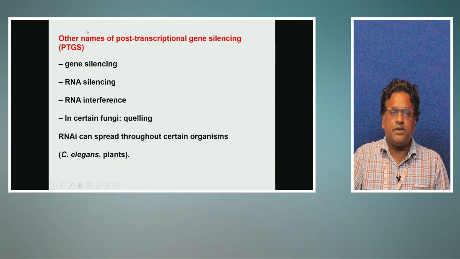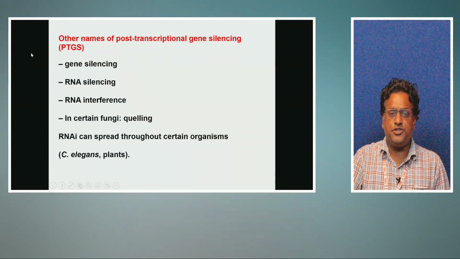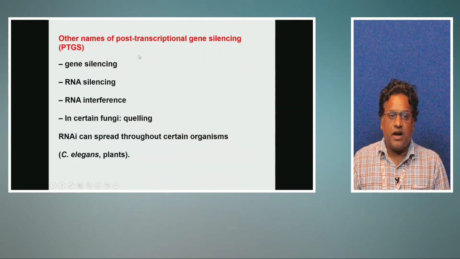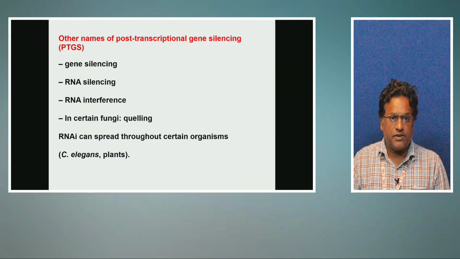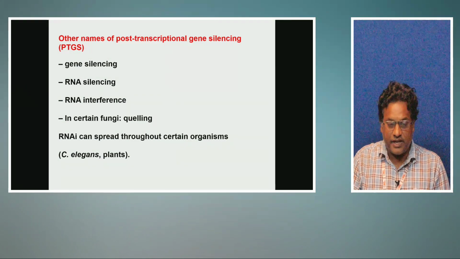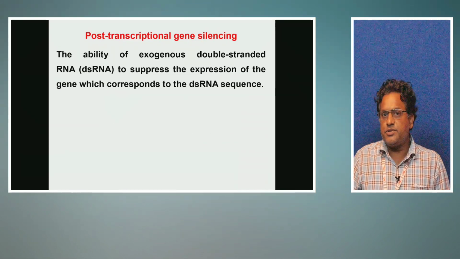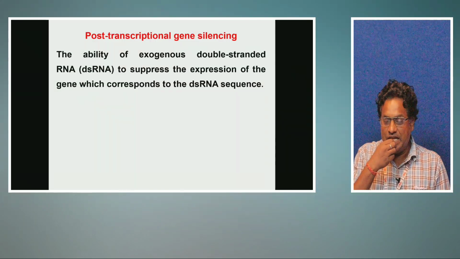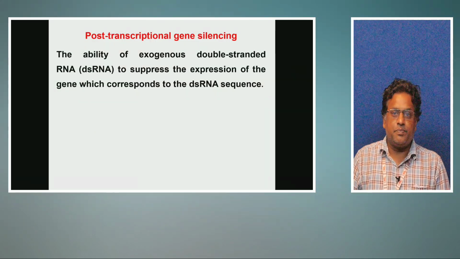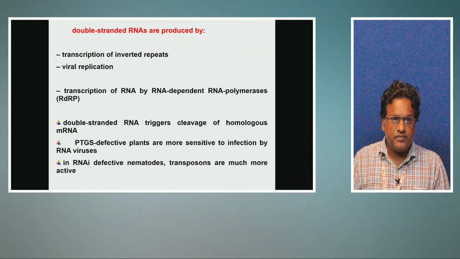Other names for post-transcriptional gene silencing are PTGS, gene silencing, RNA silencing, or RNA interference, and in certain fungi it is called quelling. RNAi can spread throughout the cell in certain organisms like C. elegans and plants. Post-transcriptional gene silencing is the ability of exogenous double-stranded RNA or small RNA to suppress the expression of a gene corresponding to the double-stranded sequence.